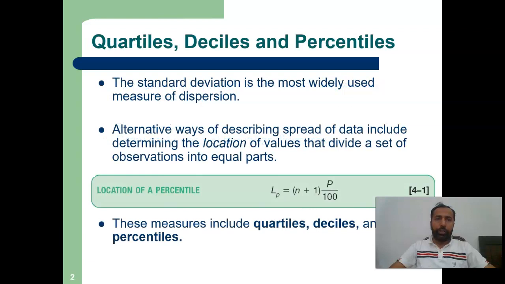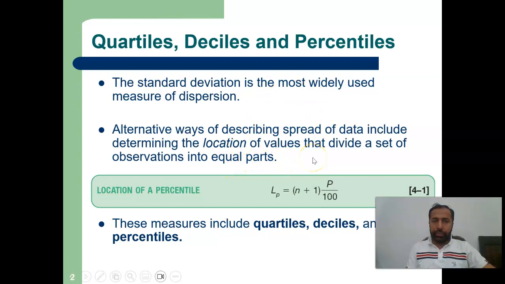Now that we have completed our discussion on measures of central tendency and measures of dispersion, we need to know what value divides the given set of data into equal parts. So quartiles, deciles, and percentiles are alternative ways of describing the spread of data, including determining the location of values that divide a set of observations into equal parts.